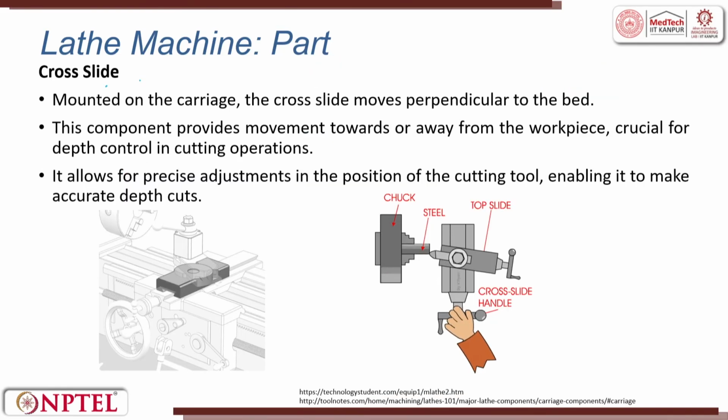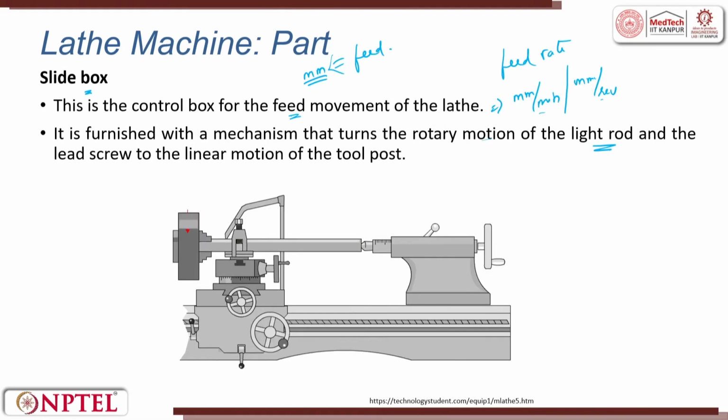Cross slide. As I told you, the cross slide moves perpendicular, cross, mounted on the carriage. This is the cross slide handle. At the top you have the tool. This is the tool, this is the workpiece, and this is the chuck. The tool is moving in this direction because of the cross slide. Mounted on the carriage, the cross slide moves perpendicular to the bed. This is the carriage.